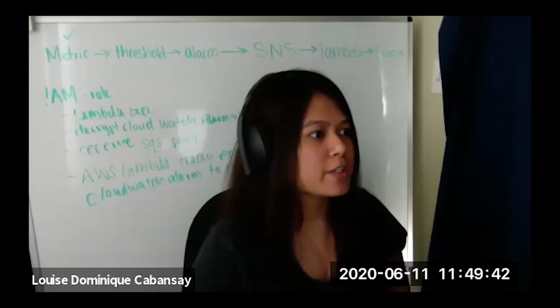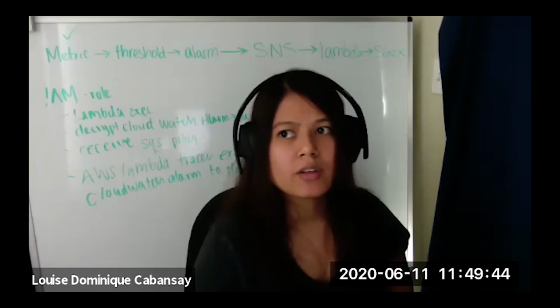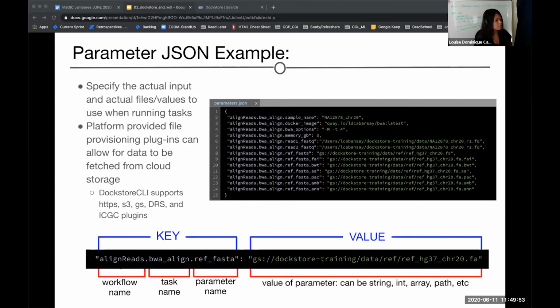Okay, so let's look at the parameter JSON example. We have the key value pairs of how to map it to the parameter from the parameter file to the descriptor and actual value of that parameter file. So this is coming from the workflow name, the task name, and the parameter file, and the actual file value. This can be a path, an integer, or string, and the platforms provide some file provisioning plugins to actually find things like it's living on a GS bucket, an S3 bucket, etc.